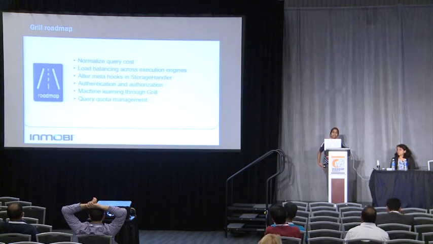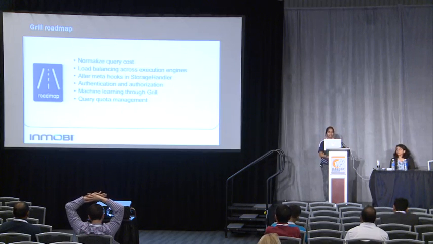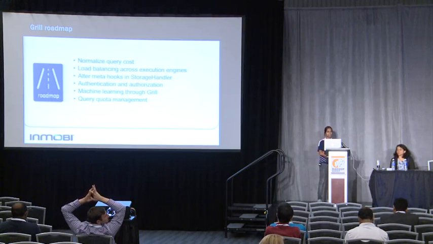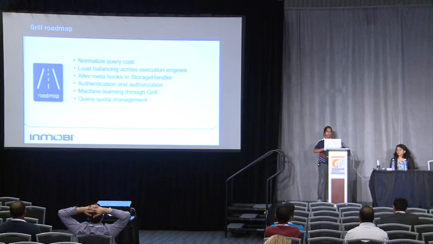On the Grill roadmap, we want to normalize the query cost across execution engines, and then load balancing across execution engines. Even if the cost is lower on one of the execution engines, if it is busy, the query can be executed on the other execution engine. And then alter meta hooks in the Hive storage handler. Basically, whenever a table, such as a fact table, is altered, it has to be altered all the way down on all the storages.